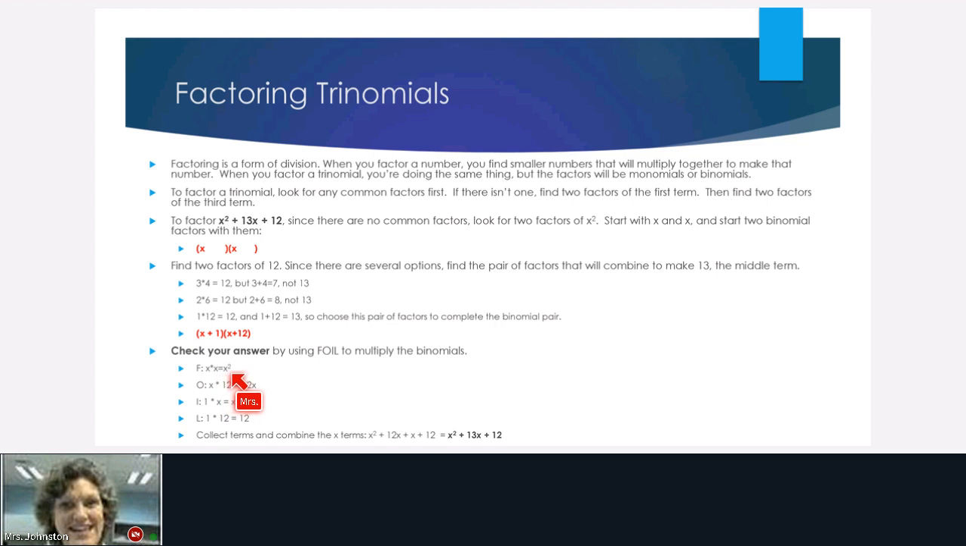F would do x times x equals x squared. O is x times 12, or 12x. I, inside terms, is 1 times x, or x. And last is 1 times 12, or 12. Collect all the terms: 12x plus x plus 12 equals x squared plus 13x plus 12, and it checks out.